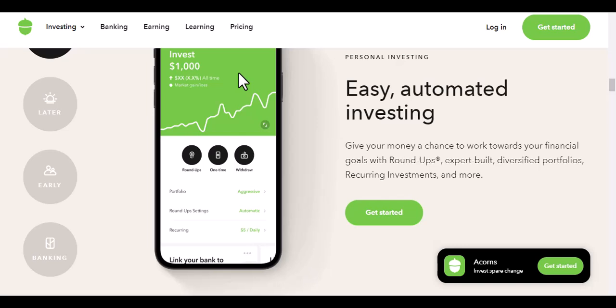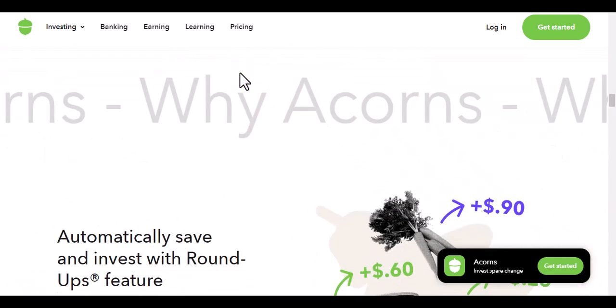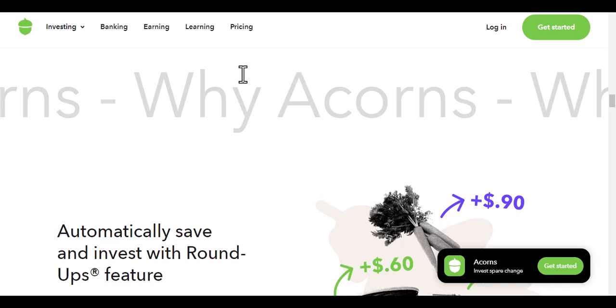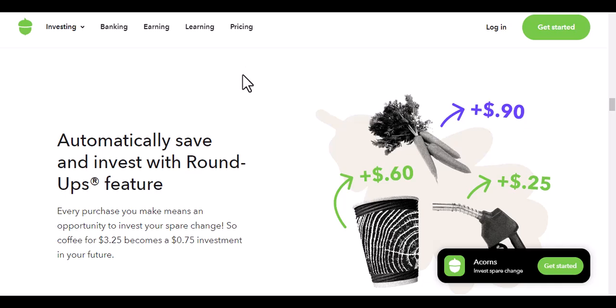Another way is to transfer money from your Acorns account to your bank account, and then transfer the money from your bank account to your Cash App account. This is a bit more complicated, but it's still possible. Finally, you can use a third-party service to transfer money from your Acorns account to your Cash App account. There are a number of these services available, and they all work in a similar way.